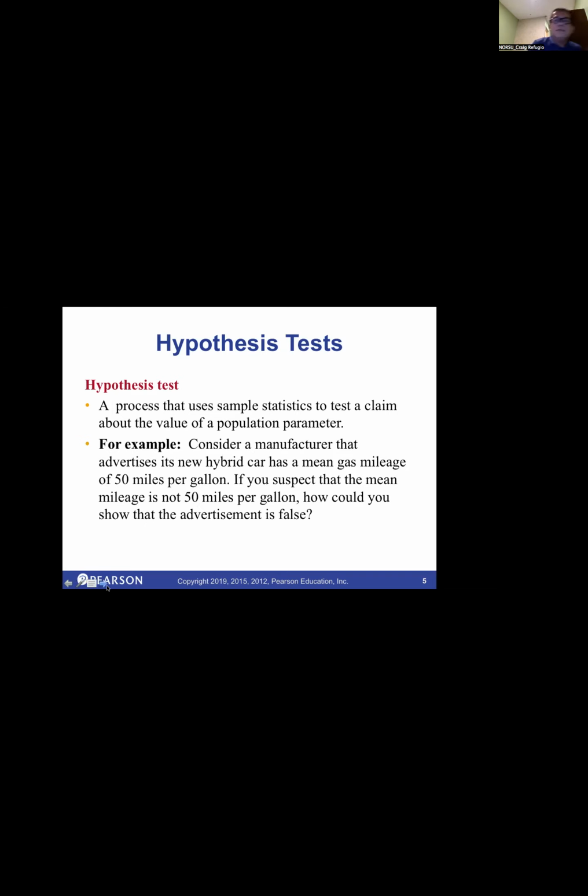So for example, consider a manufacturer that advertises its new hybrid car has a mean gas mileage of 50 miles per gallon. If you suspect that the mean mileage is not 50 miles per gallon, how could you show that the advertisement is false? This is an example of a case where one should undergo hypothesis testing. You will know whether this is true or false once you undergo hypothesis testing.